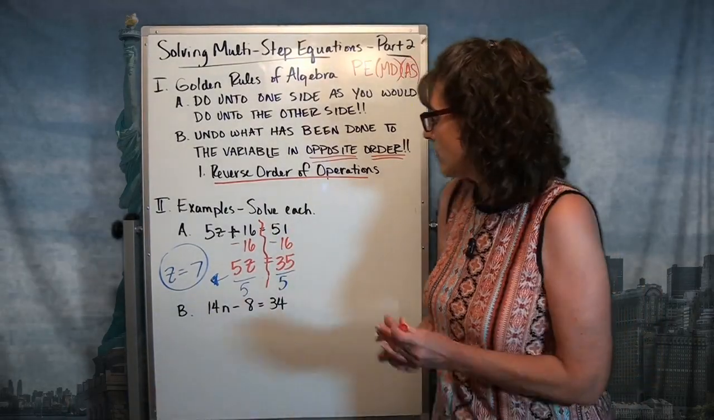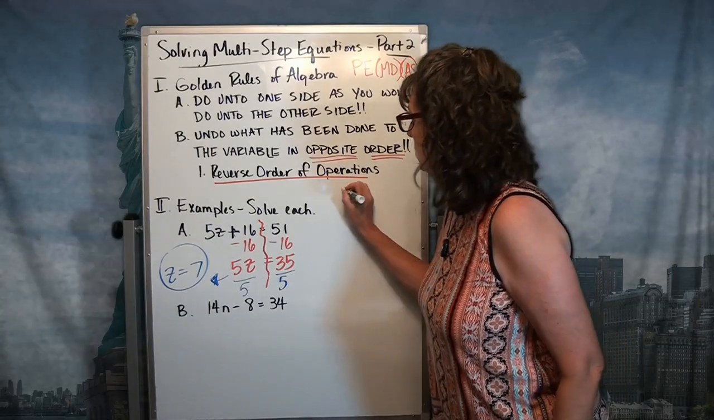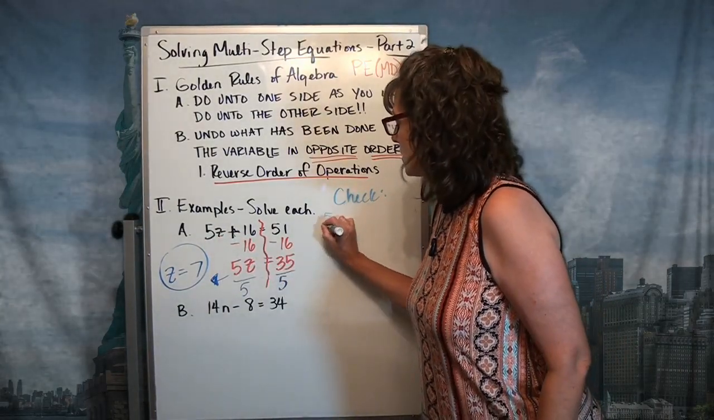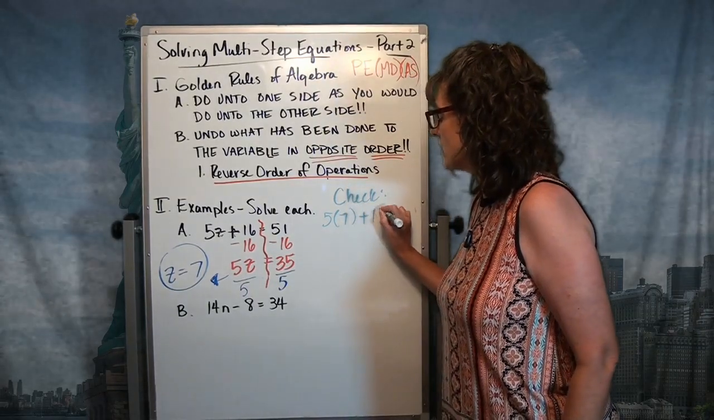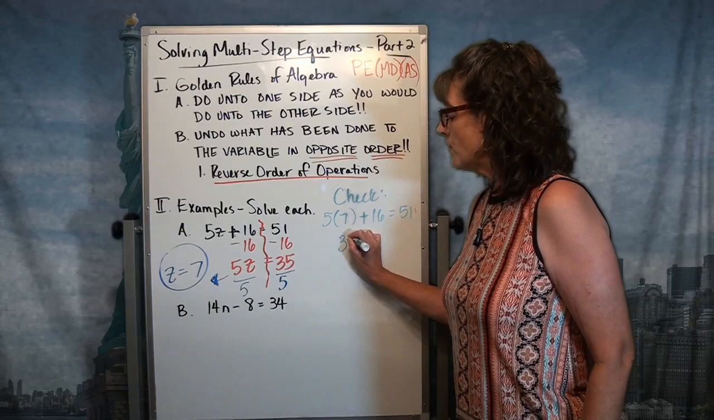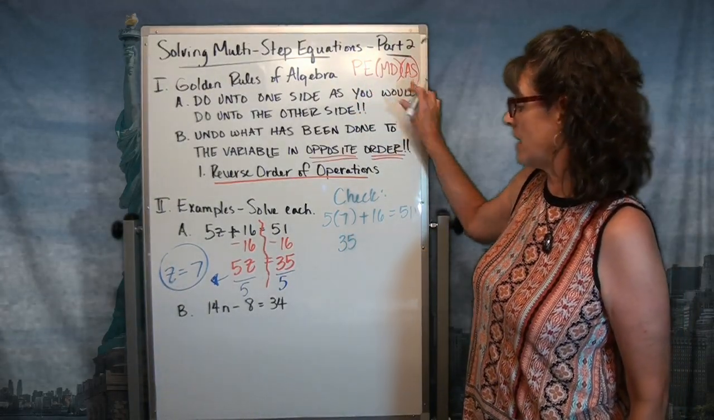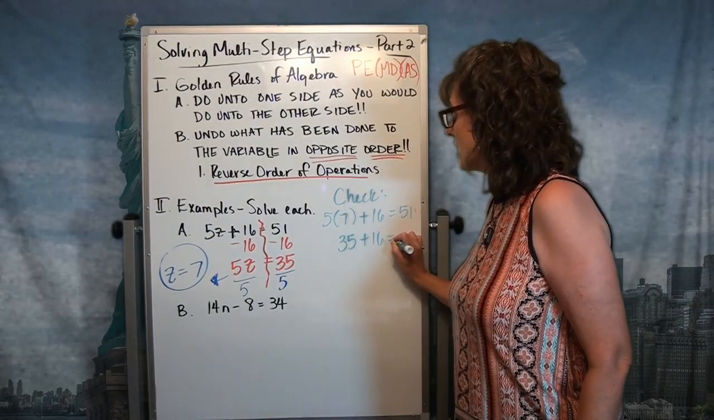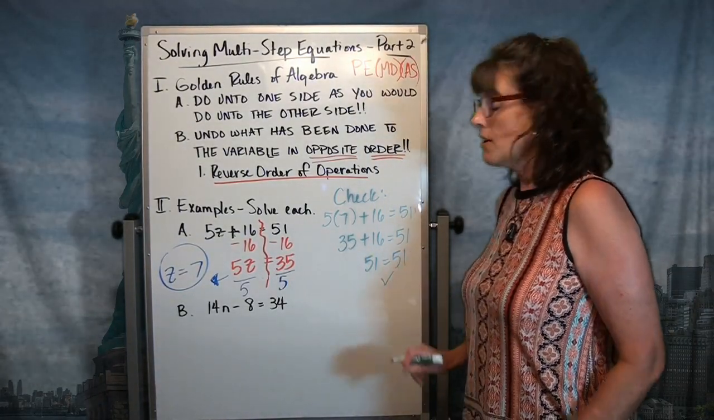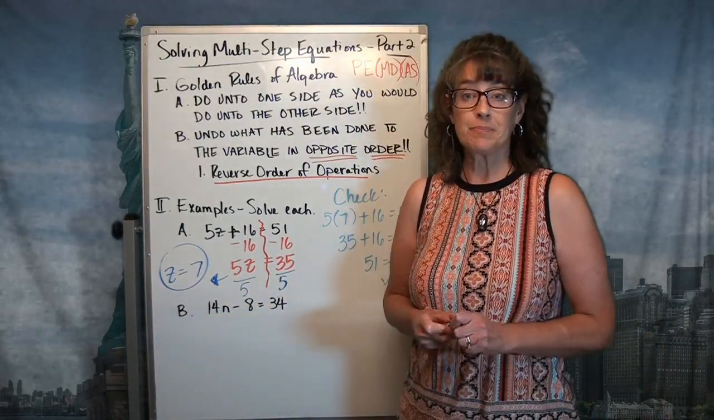So in order to check this, I'm going to plug that 7 right here where that z is, and I'm going to say 5 times 7 plus 16. I better get a 51. Well, 5 times 7 is 35, because remember, I'm following correct order of operations. It says let's multiply and then let's add. And 35 plus 16, does that give me 51? Yep, it sure does. So since truth was created, I know that that's the right answer.